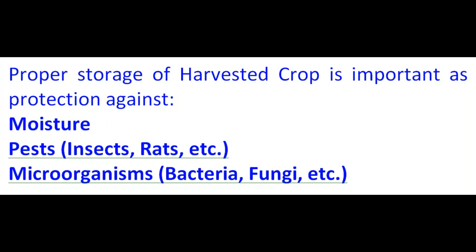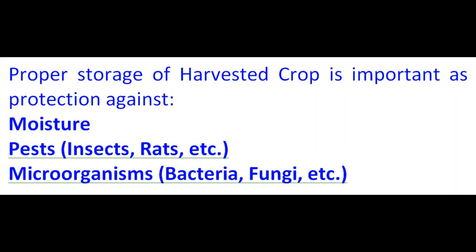Now, once the crop is harvested, and what has to be consumed has been consumed, and what has to be sold has been sold, there is still a lot of extra crop, because agriculture is mass production, we remember. So we must protect it with proper storage of what was extra for future use. We must have protection from moisture, pests like insects, rats, etc., and also microorganisms like bacteria, fungi, etc. So what to use?